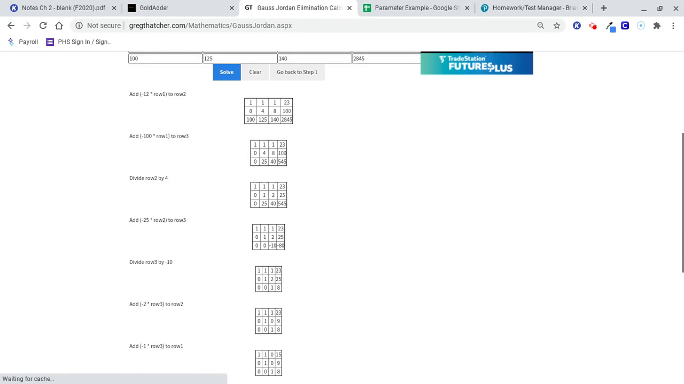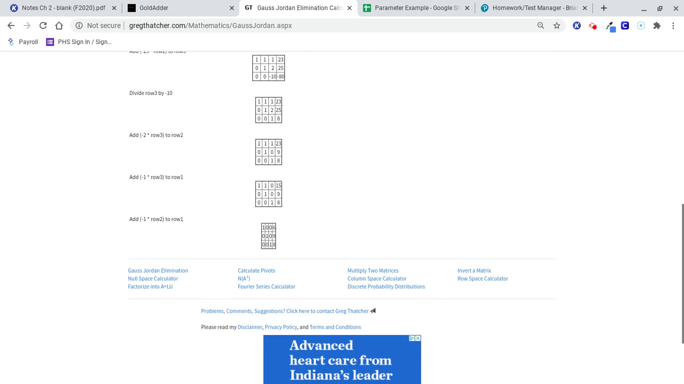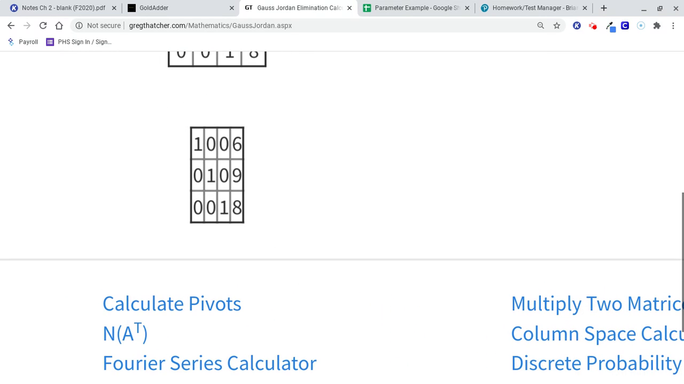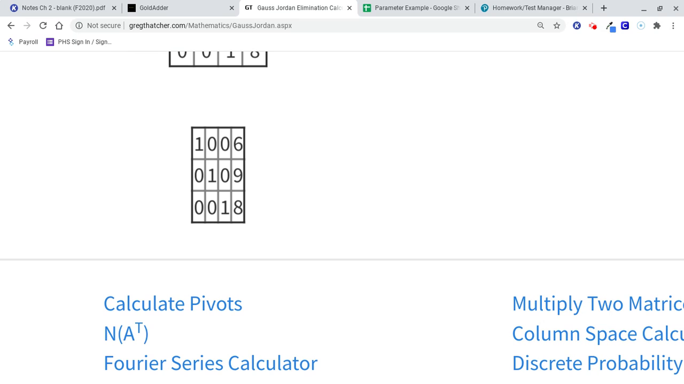This thing does the Gauss Jordan process for you, and if you look down at the bottom, it gives you your reduced row echelon form. I can see from that x is 6, y is 9, and z is 8. Or let's go back and put it in our context.